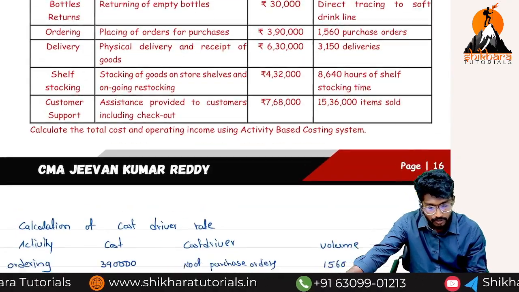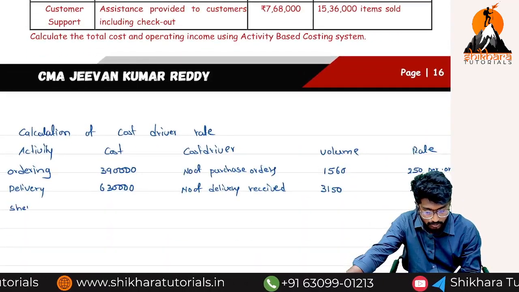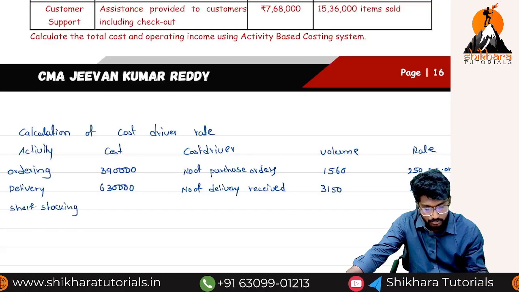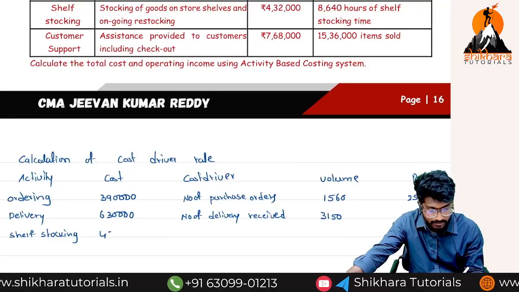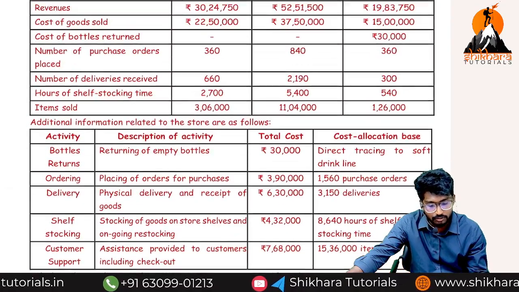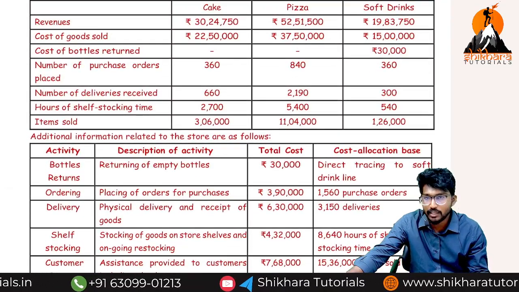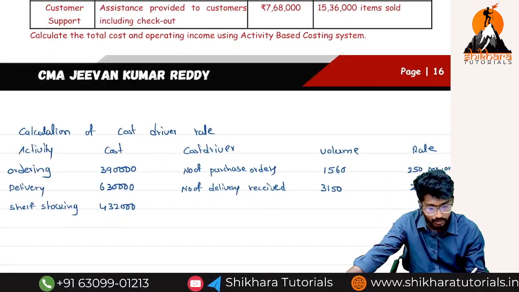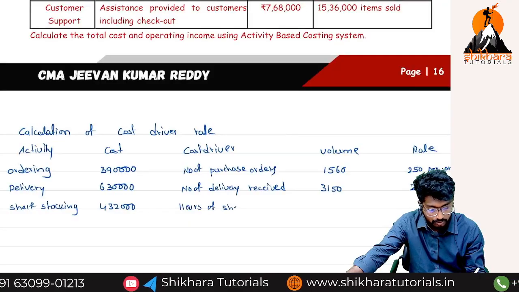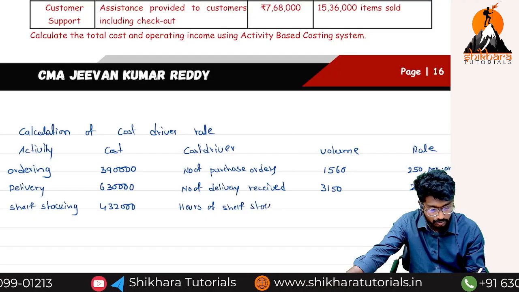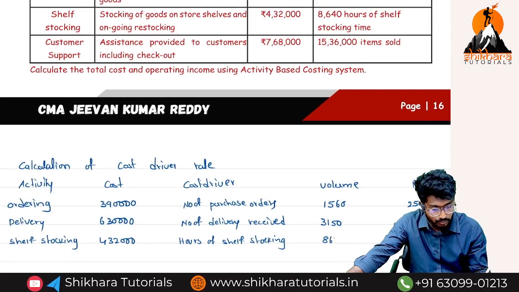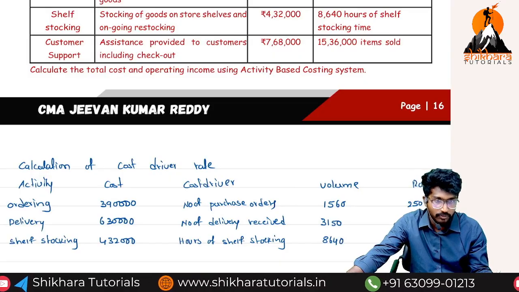Next, shelf stocking. How much for shelf stocking? 4 lakhs 32,000. What is the cost driver? Hours of shelf stocking time. How much? 8,640. 50.